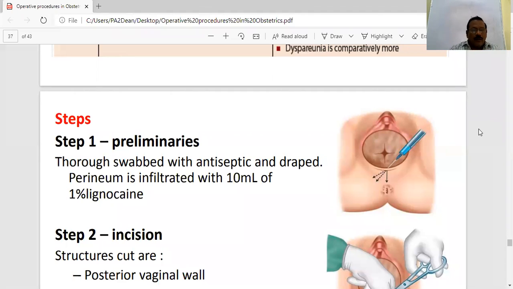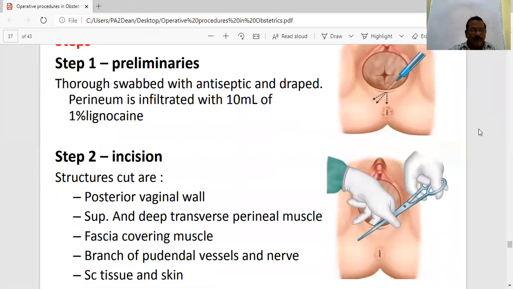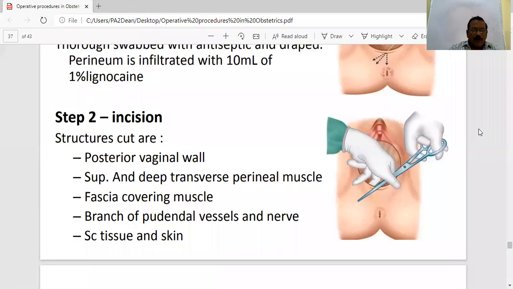The steps of episiotomy: preliminaries first, thoroughly swab with antiseptic solution and drape the perineum. The perineum is infiltrated with 10 ml of 1% lignocaine. Then the incision. The structures cut are the posterior vaginal wall, superficial and deep transverse perineal muscles, fascia covering the muscles, branches of the pudendal vessels and nerve, and subcutaneous tissue and skin. The tissues are cut from inside outwards, and the suturing will also be from inside outwards. It is done in three layers: vaginal mucosa, then muscle tissue, then skin.